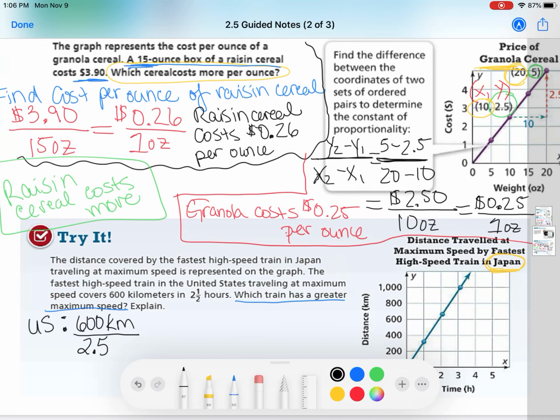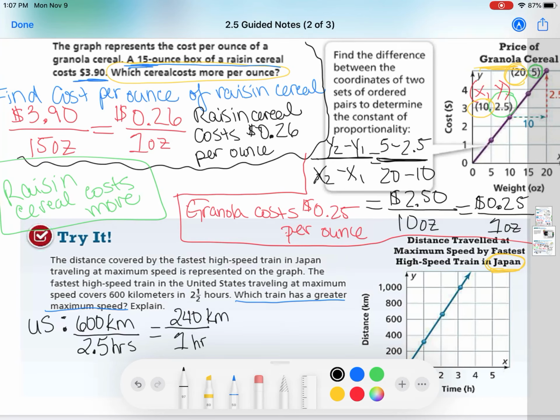And I'm going to use 2.5. That's the same as 2 1/2. So 2.5 hours. And again, just setting up a proportion, when you do that division, 600 divided by 2.5, you'll get 240 kilometers for every 1 hour. So this is saying that this train in the U.S. goes 240 kilometers for every hour that it travels. All right, so now we just need to look over at the graph for Japan.